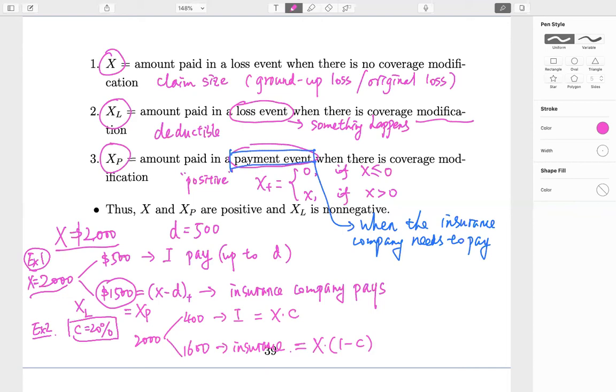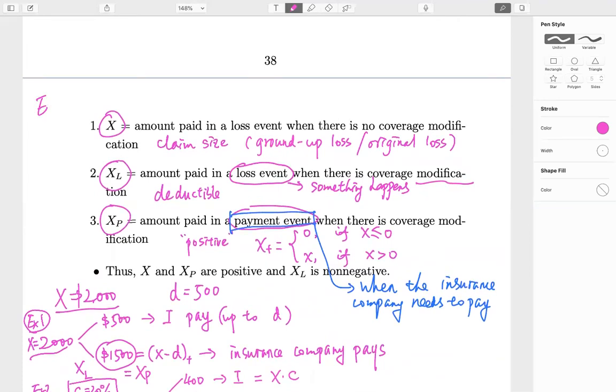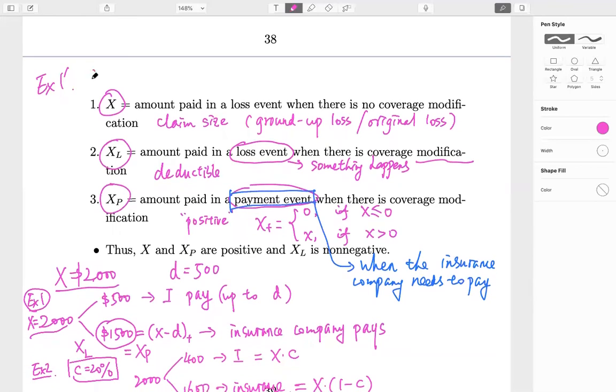But sometimes the payment event... Let's get another example. Example 1.1, or example 1 prime. In this case, I still have the deductible 500. I still have an accident, but this time I'm lucky enough. This is a small scratch. I only need to pay $200 to fix my car. In this case, XL is 0, because the insurance company doesn't need to pay. I paid the full $200.